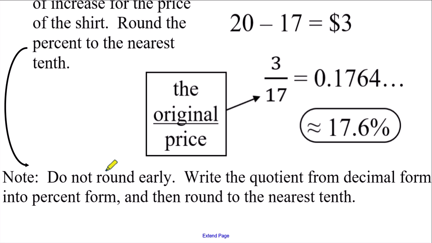Do not round early. The decimal you get from the division problem, quotient means division, that's the decimal form. You need to move it 2 places to the right to get it in the percent form. Then you round to the nearest tenth. So if I would have rounded to the nearest tenth too early, I would have had 0.2, and I would have thought this is 20%. That's not what the directions are saying to do. It says round the percent. Not round beforehand. It's round the percent to the nearest tenth.